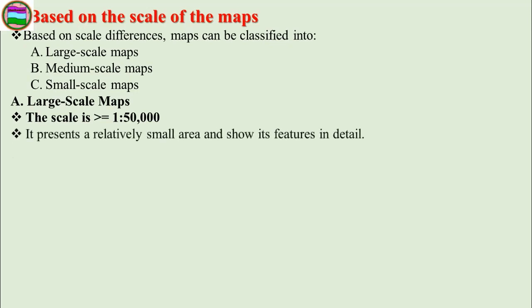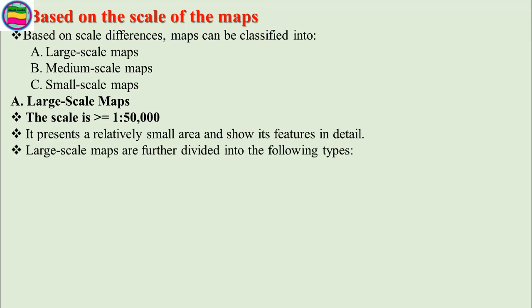Then it represents a relatively small area, meaning that when we are using a large scale map, it represents a small area coverage. And it shows its features in detail, so that we can get information in detail, and the areal coverage becomes small. Why? Because we are using a large scale map.